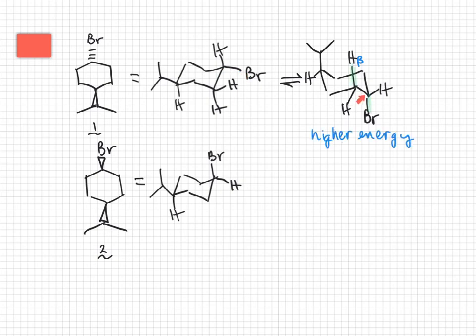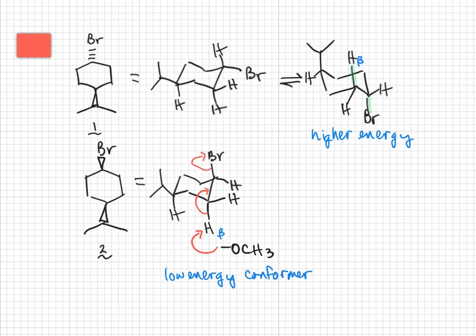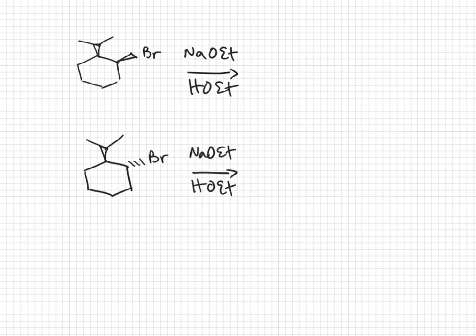A ring flip to a higher energy conformer resulting in a higher energy transition state slows the rate of this reaction. For compound 2, the low energy conformer places the bromine in an axial orientation. The transition state of elimination is therefore lower and the rate is therefore faster. Both reactions give the same product, but compound 2 does so at a much faster rate. So the stereoelectronics of the E2 reaction can greatly affect the rate of reaction as well as the product distribution.